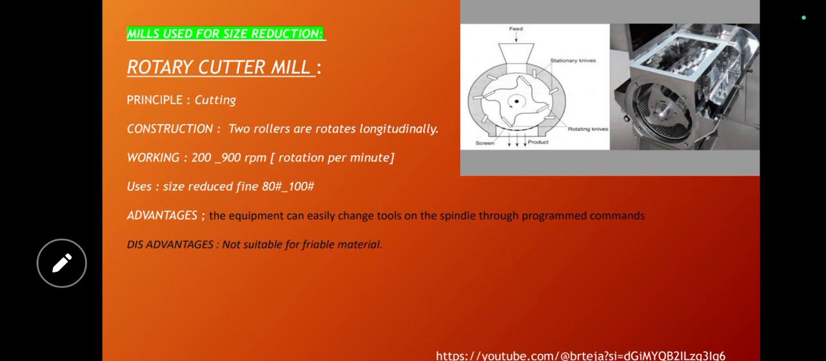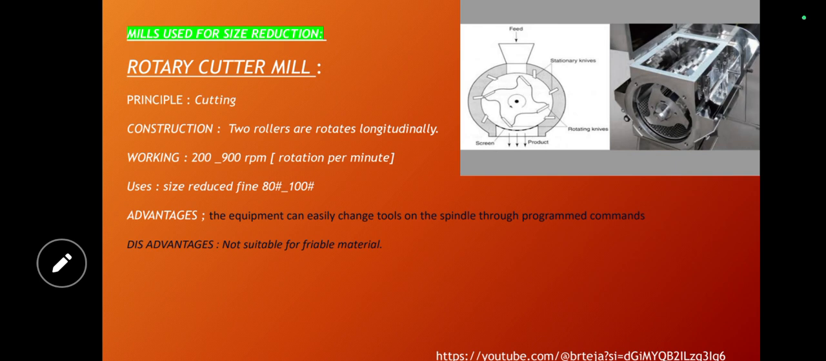Which principle does the rotor cutter mill follow? Cutting, in which sharp blades are used. Construction: two rollers rotate longitudinally, working at 200 to 900 rotations per minute. Use: size reduction, not any other purpose.